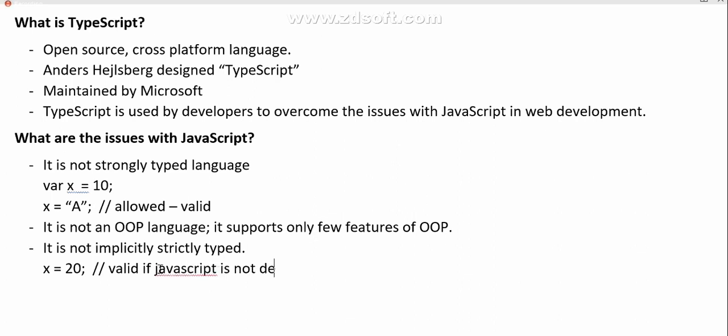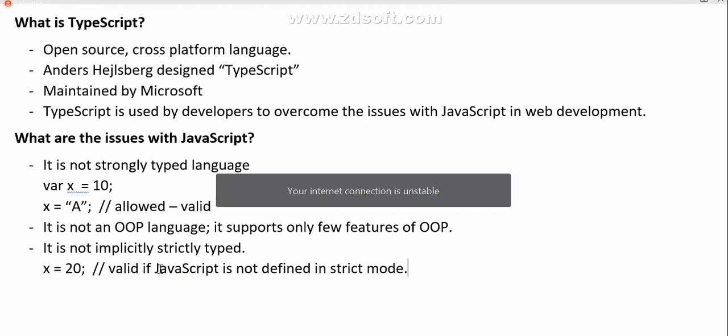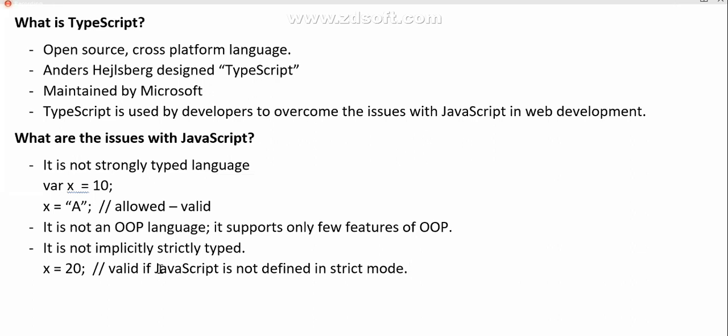So JavaScript has all these issues, which are a problem for a developer. This is not a problem for the browser. Browser can easily understand JavaScript, and that is the primary and native language that is understandable to browsers. But developers need a language which can handle these issues and make the development process easier. So that is the reason.